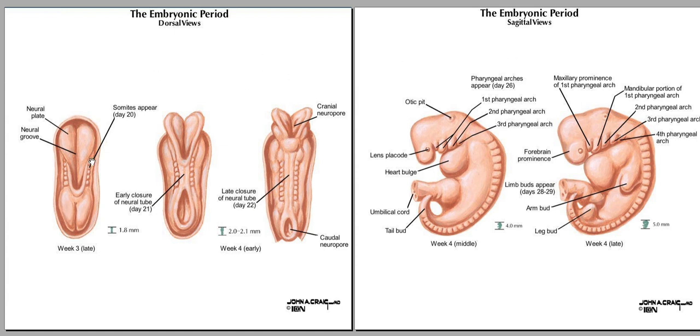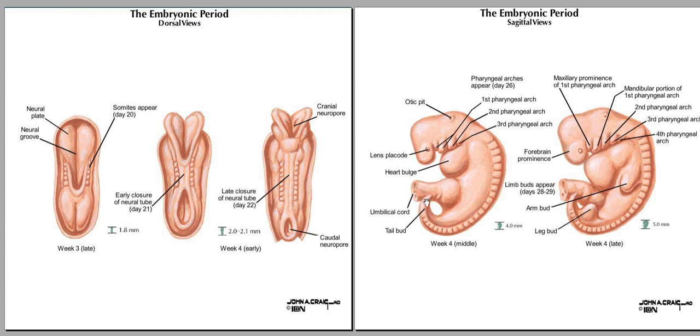There's a dorsal view and a sagittal view. You could see here the otic pit, the lens placode, and the pharyngeal apparatus over here. The pharyngeal arches appear by day 26. You see the first pharyngeal arch, the second, the third. The fourth and sixth are not so visible over here, but that's the heart bulging over here.